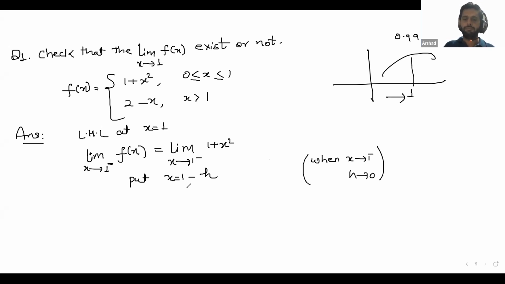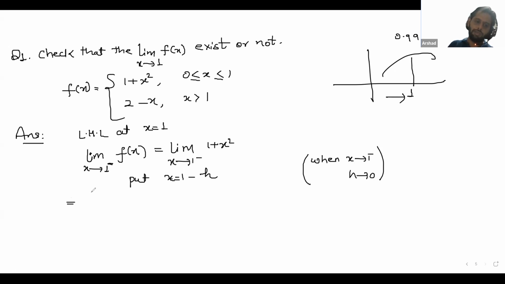So what does this mean? We are putting the value 1 minus h in place of x. And what is h? h is very, very close to 0. That means this 1 minus h represents a value which is very, very close to 1, slightly smaller than 1. So in LHL, we always need to use this 1 minus h, and you always need to write: when x approaches 1, h approaches 0.